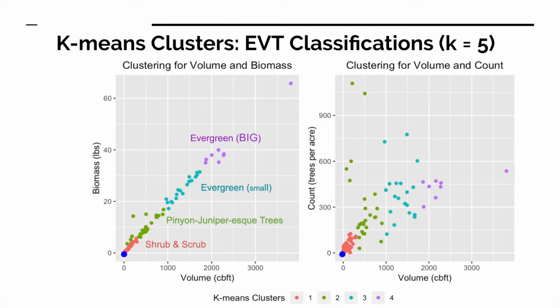And show each original EVT classification charted against 2 of our response variables of interest. As you can see, there are 4 k-means created clusters, as well as our additional 0 cluster, which is denoted by the dark blue point at the origin of both of these graphs. We developed preliminary names for each cluster based on the qualities of the vegetation groups that fell within that cluster. We have the shrub and scrub cluster 1, the pinyon juniper-esque trees in cluster 2, the small evergreen-like trees in cluster 3, and the larger evergreen-like trees in cluster 4.